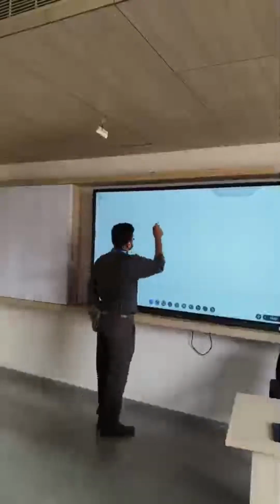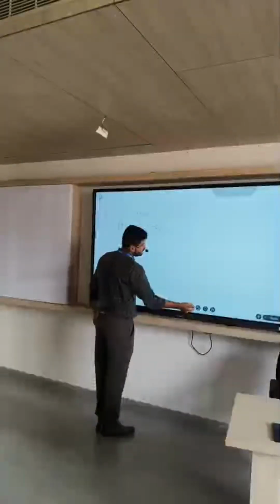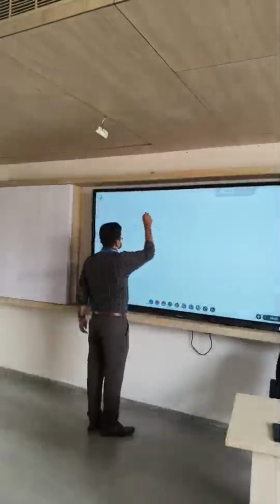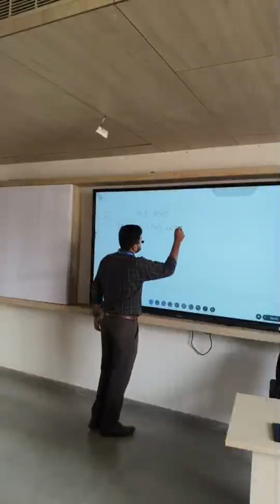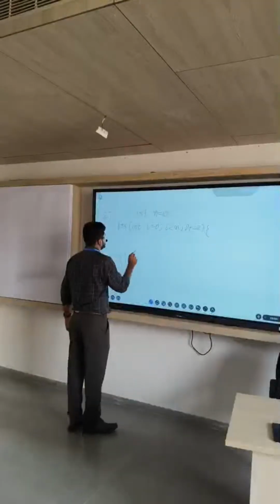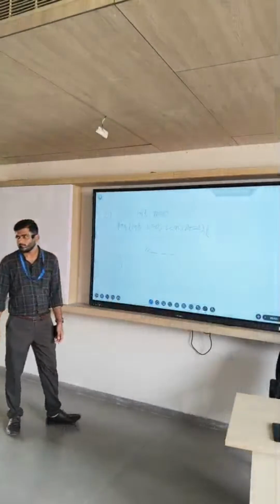Integer i starting from 0. Let's say integer n is equal to 10. i should be less than n, i plus equal to 2, and some SOP statement. Can you guys tell me how many iterations are here?